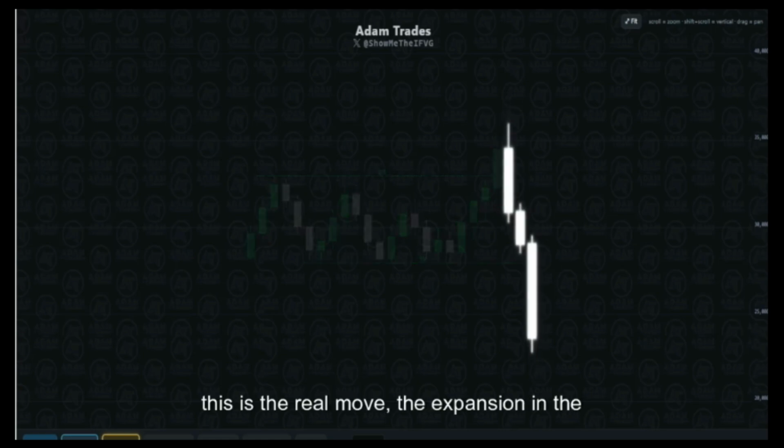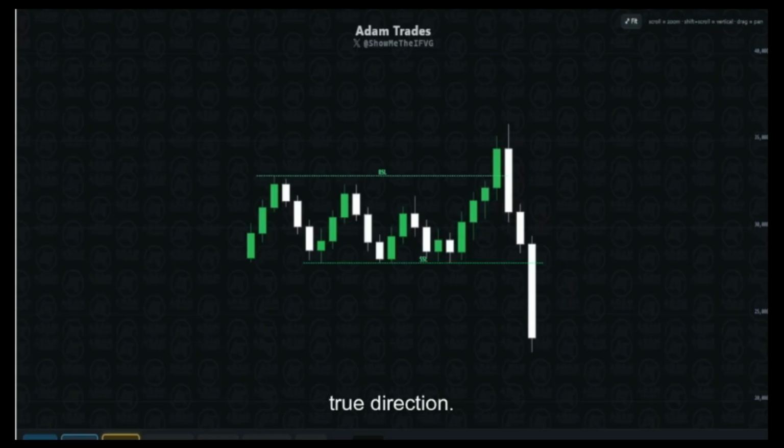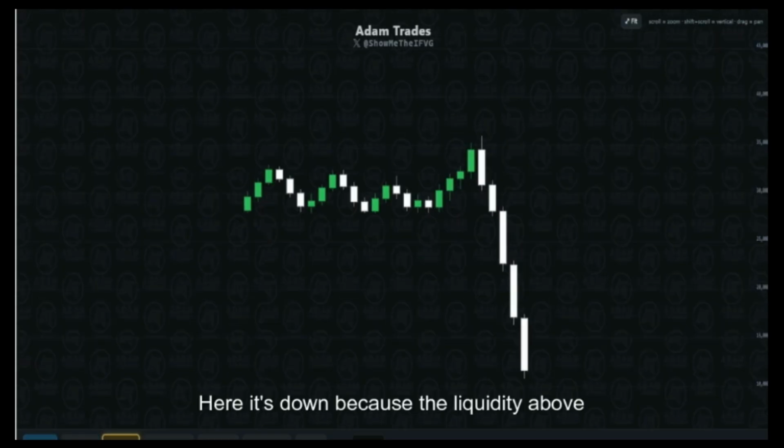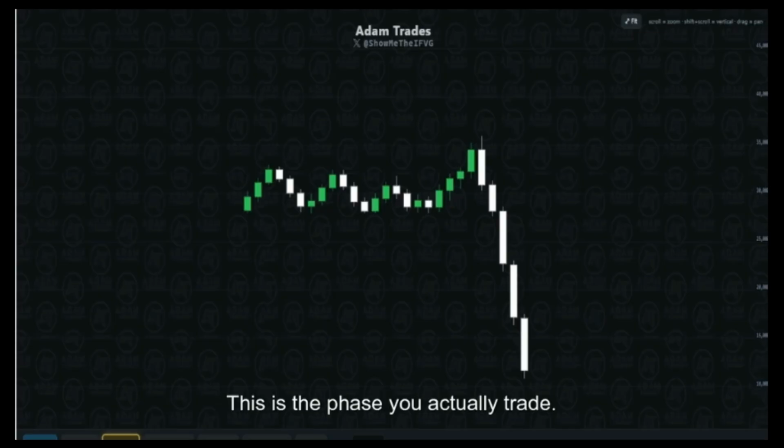Distribution. This is the real move, the expansion in the true direction. Here it's down because the liquidity above got taken and the bias resolved bearish. This is the phase you actually trade. Your entries come from reversal patterns after the sweep if you're countering the manipulation, or from continuation setups in the direction of distribution once the move is confirmed. Bias decides which.